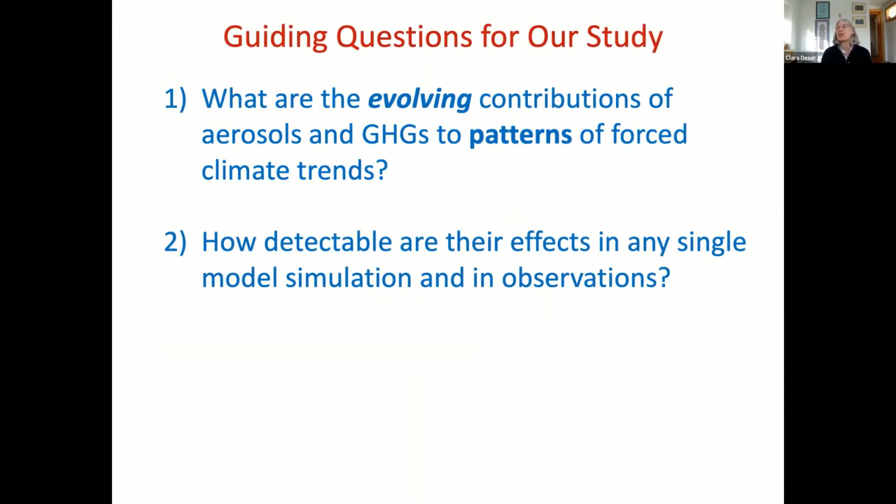So we have two overarching guiding questions for this study. The first, and that's what I'll spend the bulk of my time on, is: what are the evolving contributions of aerosols and greenhouse gases to patterns of forced climate trends? So that's one question. And then the other, which is very different, is: once we've established the fingerprint of these aerosols and greenhouse gases through time, how detectable are their effects in any single model simulation and in the observations?